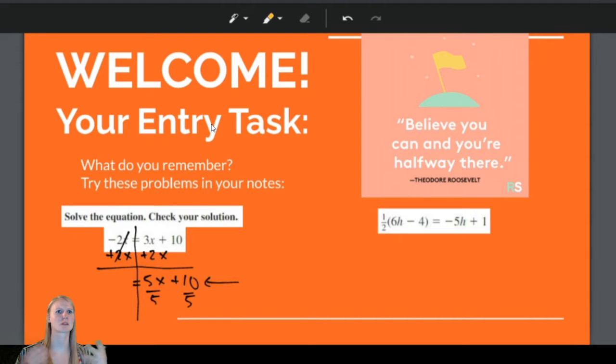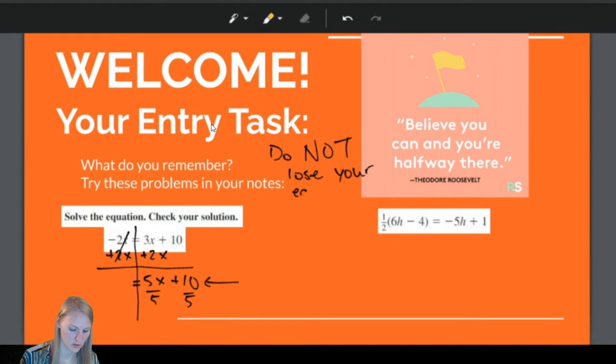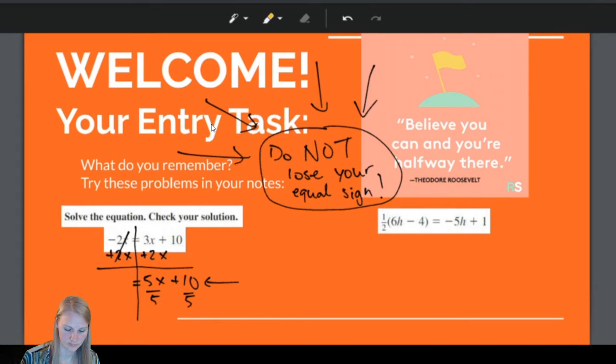If you're like, she talked, but I did not understand what she was saying, that's okay. What you need to know is do not lose your equal sign. That is huge. Write that down. Even if your teacher doesn't make you take notes, write that down. Put some hearts and stars by it. That is so important. So incredibly important.